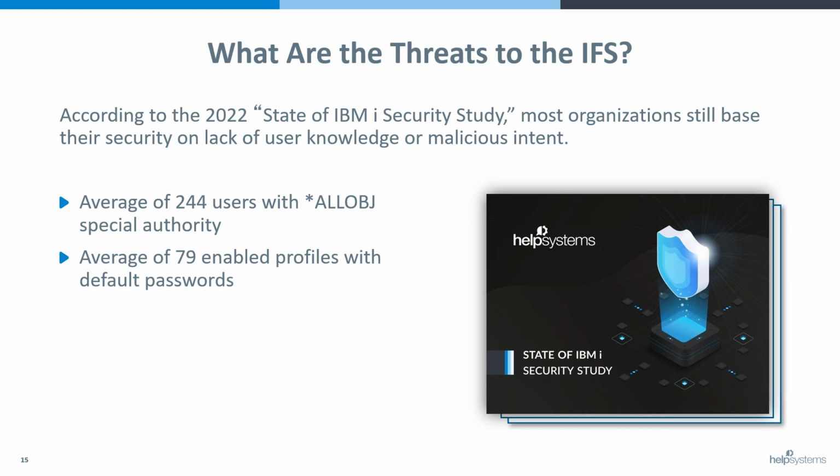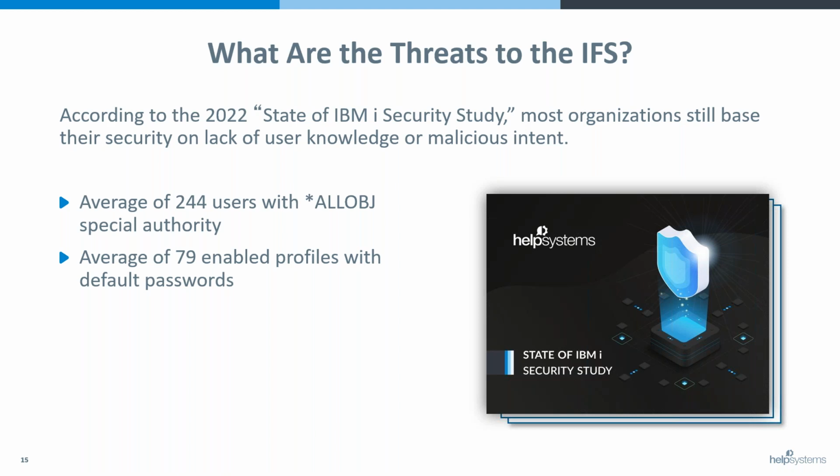In our security study from this last year, we actually found that the average number of users with all object special authority on the system increased. That was the first time we've seen that actually go up. And it's actually kind of scary because all object authority trumps any object level authorities that you have set. So literally those all object users are able to do anything they want on the system without being stopped.